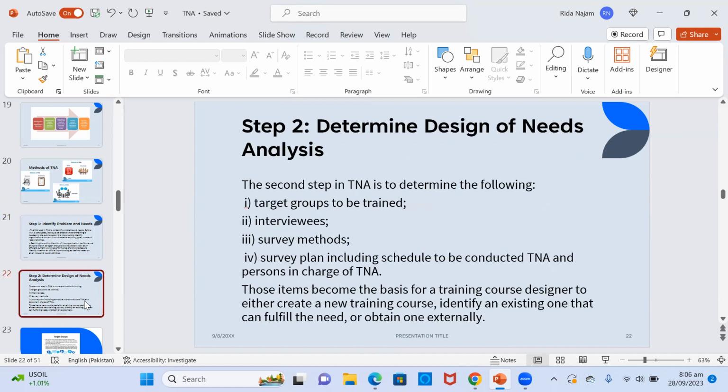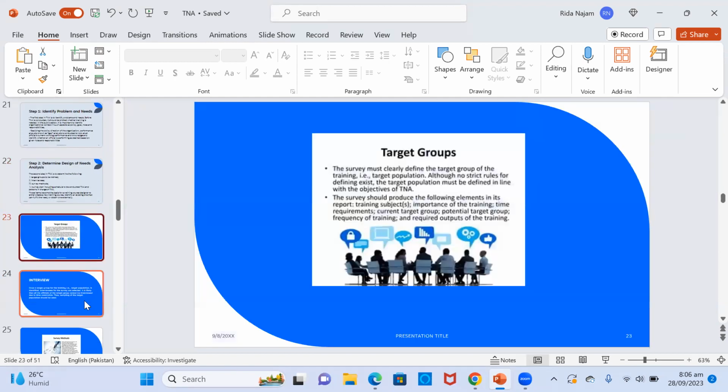Step two, determine design of needs analysis. The second step in TNA is to determine the following. The target group needs to be trained, interviews, survey methods, the survey plan, including schedule to be conducted, TNA and persons in charge of the TNA. Those items become the basis for a training course designer to either create a new training course, identify an existing one that can fulfill the need, or obtain one externally.